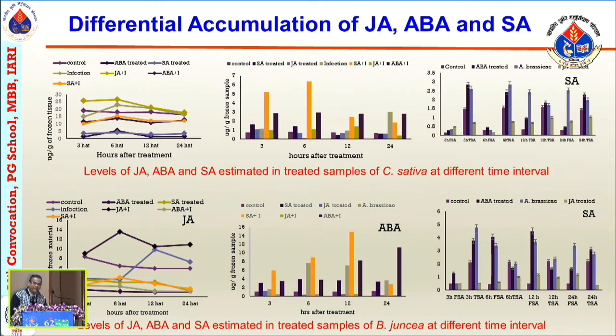The jasmonic acid level was found to be very high in the resistant genotype Camelina sativa, which was an indication of a jasmonic acid-mediated defense response mounted upon Alternaria infection. But in contrast, the salicylic acid level was found to be very high in the susceptible genotype Brassica juncea, which is an indication of a defense pathway that is very ineffective against that necrotroph.